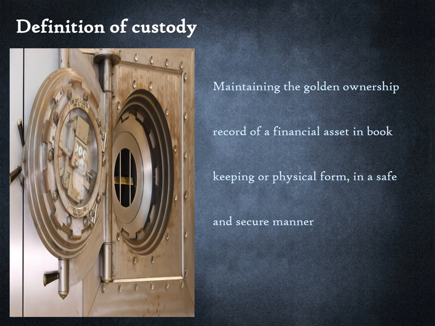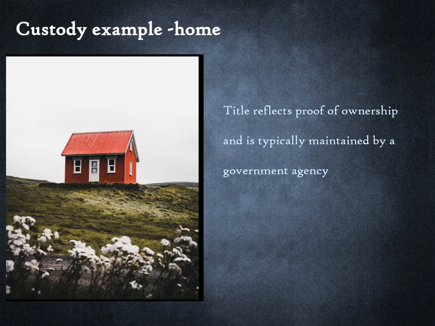We use the term golden ownership record, as well as safe and secure, in the context of custody. Let us explore these concepts with examples. The term golden record of ownership implies that the record acts as proof of ownership that others accept. While selling our house, we can prove that we own the house by pointing to a government database that maintains the golden ownership record. The public agency acts as a custodian and ensures that someone does not hack into its database to tamper with ownership records.